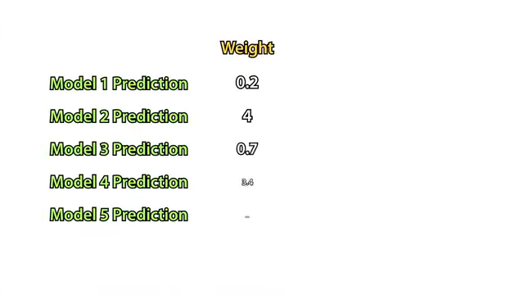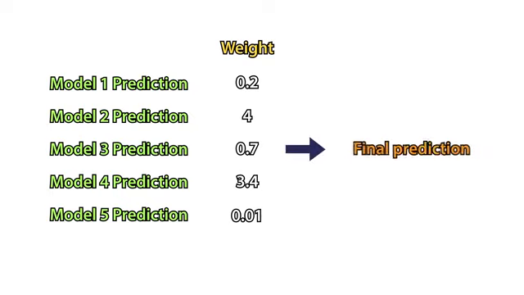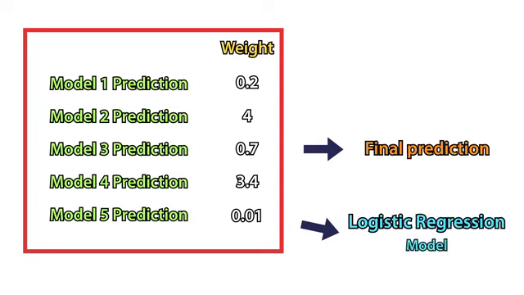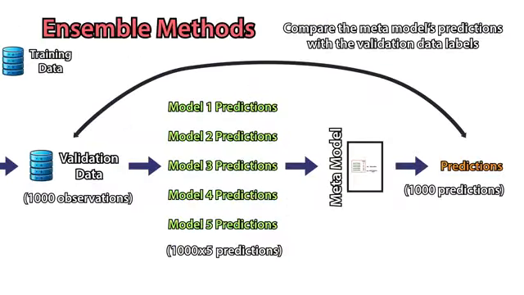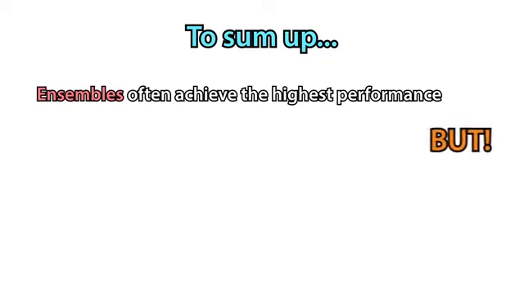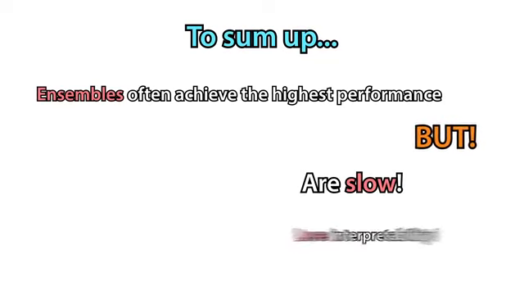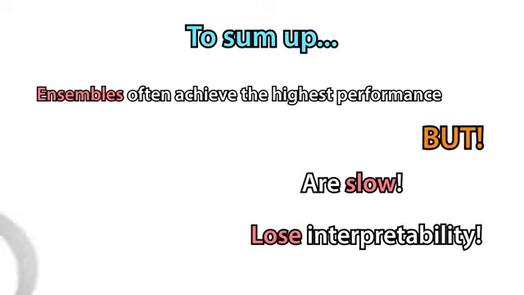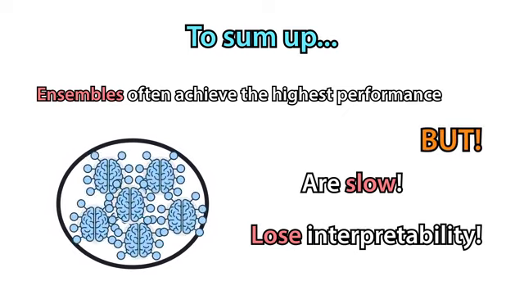The meta model learns how to combine the predictions from the base models to make the final prediction. The meta model can be a simple logistic regression model, which provides coefficients acting as weights to determine which base model's output is most important in the final prediction. To sum up the topic, ensemble methods often provide high performance but are slower. Also, you often lose interpretability as a result of combining different models.